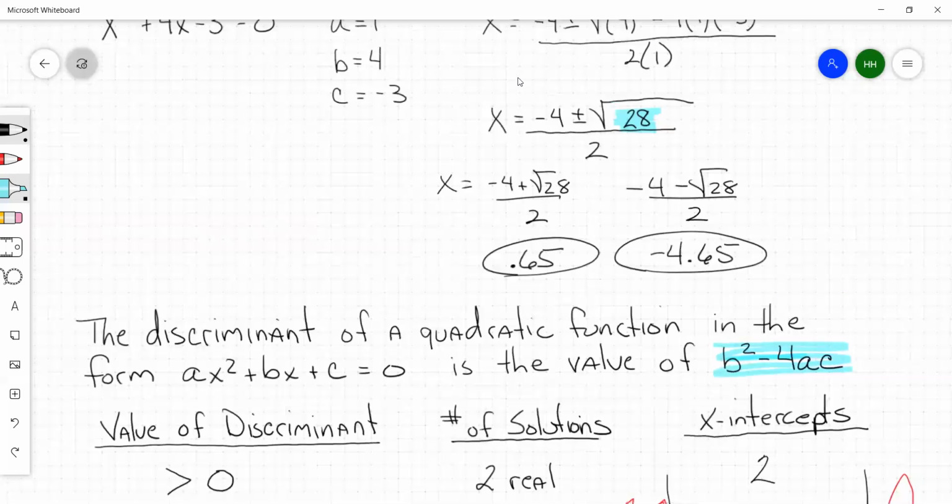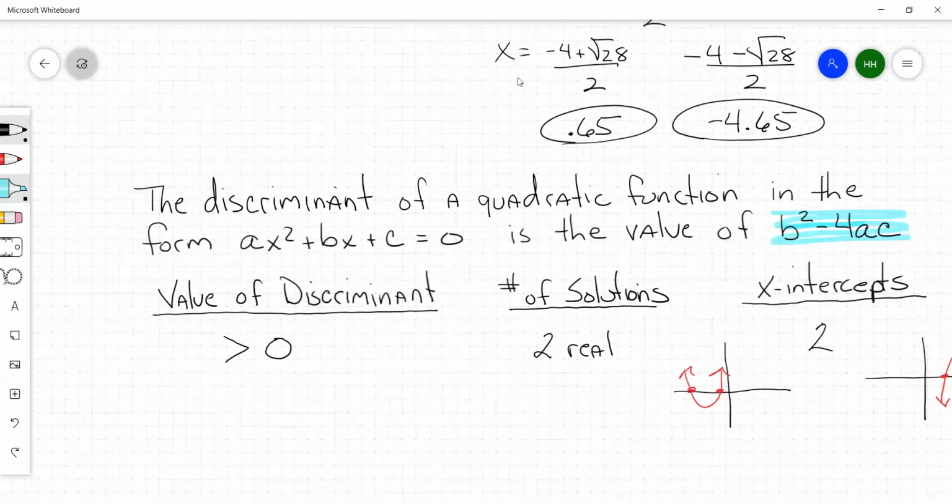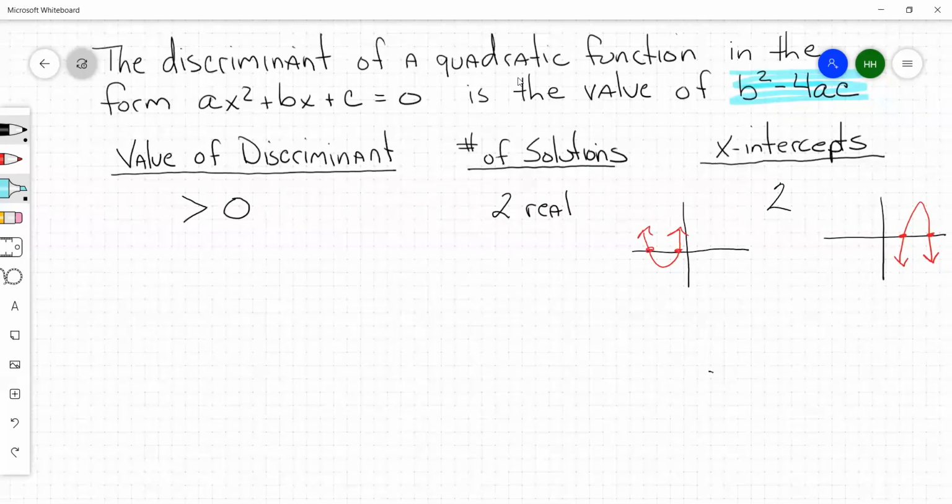So if you were asked to determine how many solutions there were for this equation, you identified the discriminant. Since the discriminant is greater than 0, all right, 28 is greater than 0. If you know that the b squared minus 4ac is greater than 0, you know that you're going to have two real solutions. All right, you also know that you're going to have two x-intercepts.